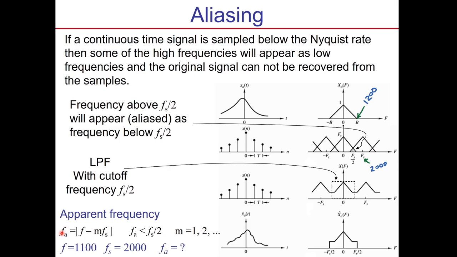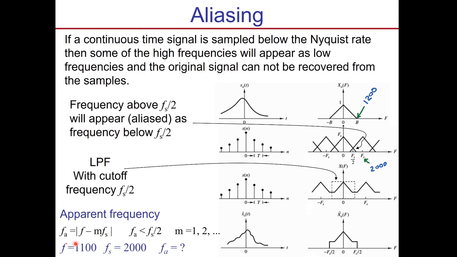So in our example, we said if you sampled at 2000 samples per second, you are assuming the maximum frequency is 1000. So now you have this 1100. How is it going to appear? It's above 1000. So you plug in 1100 here. Plug in M equals 1. M can be 1, 2, 3 because you may have really high frequencies. So you start with M equals 1. Then M times 2000 is 2000. So 1100 minus 2000 is minus 900. You take the magnitude, that's 900. So the 1100 will appear as 900. Same thing we showed in the previous slide.